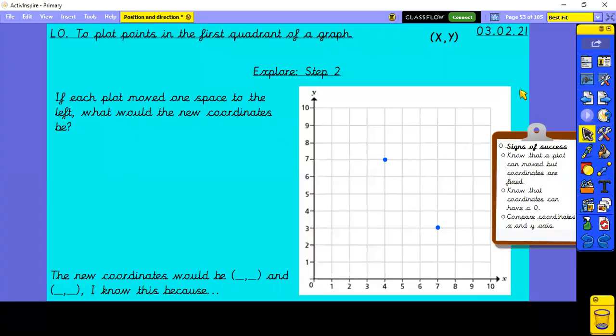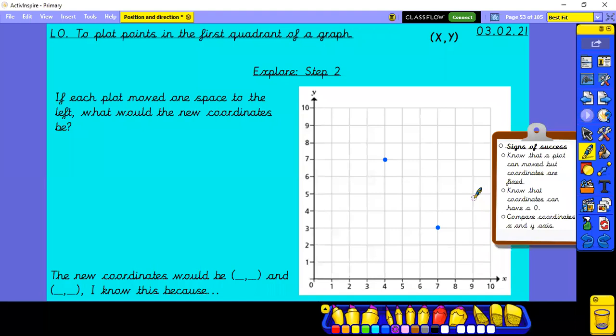Okay, now I have a different problem for you to solve. I've got my 2 points on my graph here, and my question is, if each plot moves 1 space to the left, so remember our left is this way, what would the new coordinates be? Okay, so pause the video, have a little think about that. You could use your finger to maybe point where the new plot would be and have a look at the new coordinates of that.